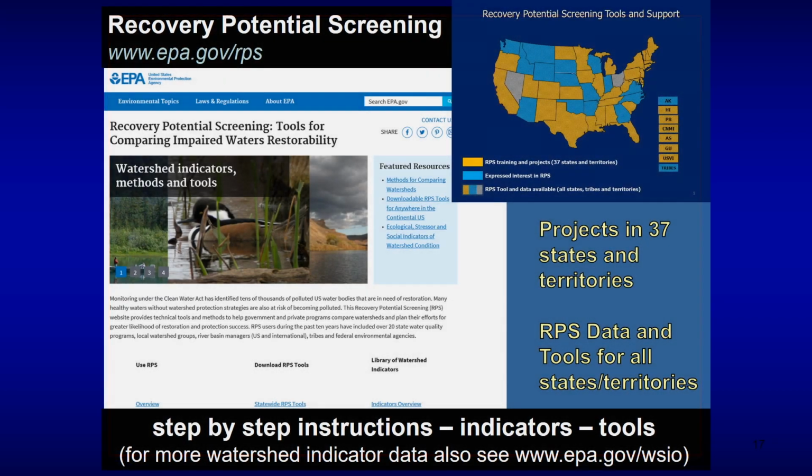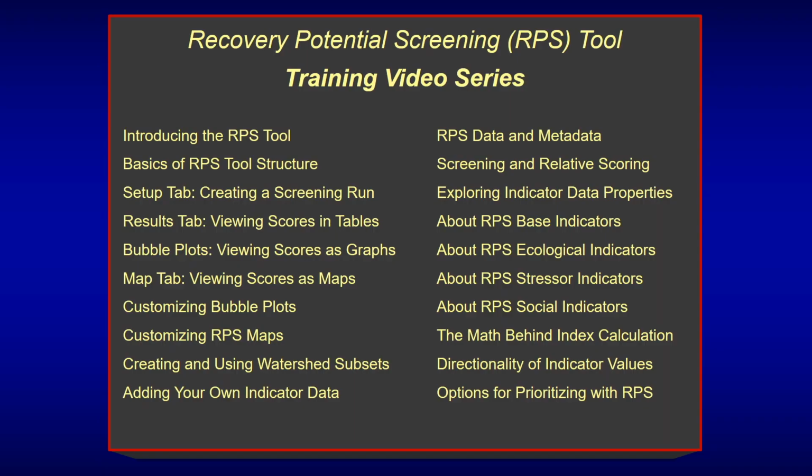The Recovery Potential Screening website at www.epa.gov/RPS is a one-stop shop for information about RPS methods and tools. At this website you can find and download state-specific RPS tools, browse information about watershed indicators, or find user support. Watch for the following RPS Tool video series topics.